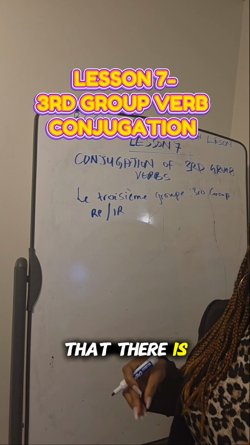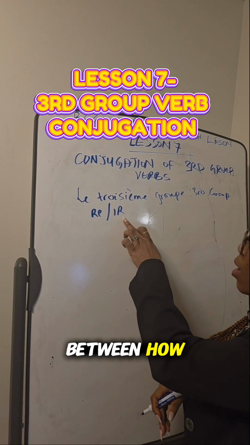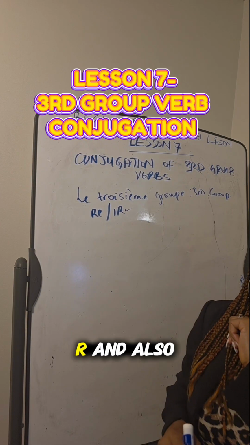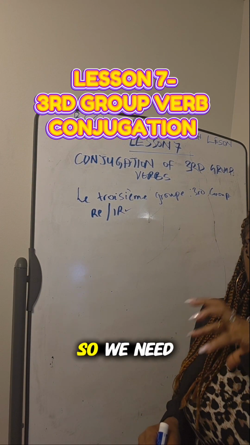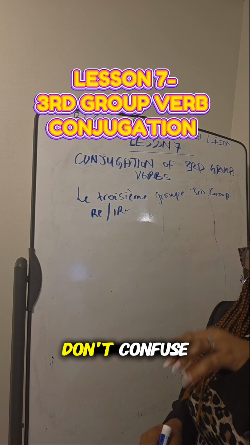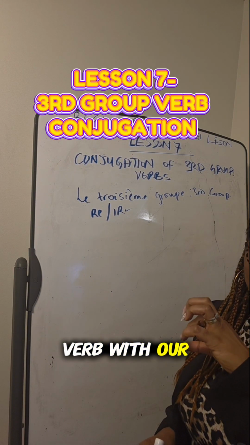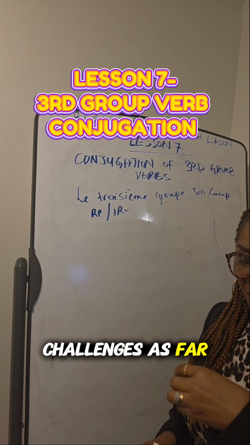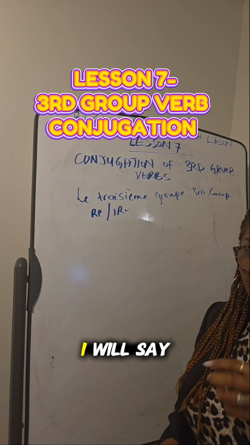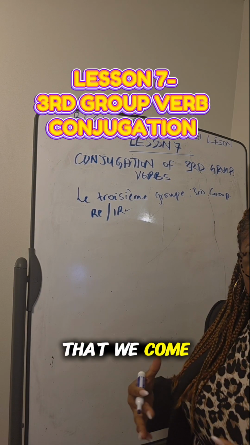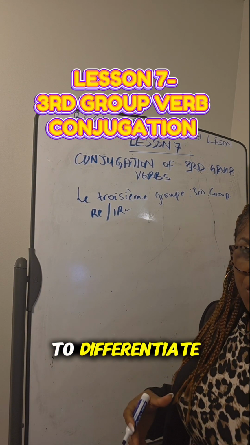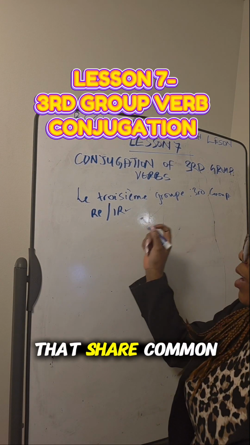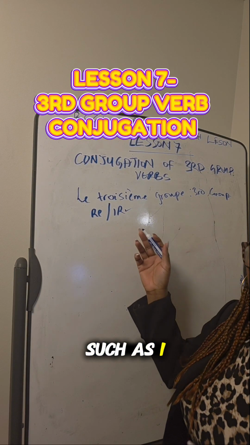You can see that there is a thin line between how the third group verbs look, especially the ones that have their ending as IR, and second group verbs. So we need to be very careful so that we don't confuse our third group verbs with our second group verbs. This is where a lot of students encounter challenges as far as verb conjugation is concerned. But one thing I will say is that it will come to you with time. You would be able to differentiate the verbs in the second group and the third group, especially the ones that share a common suffix such as IR.